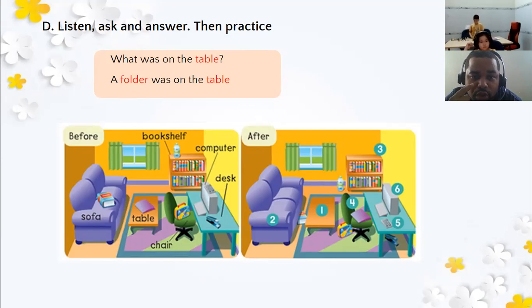Are you able to see the picture? Are you able to read? Can you read it? Do you know how to read in English? Yes. Okay, let me see. Let me just check. Can you read this one for me?